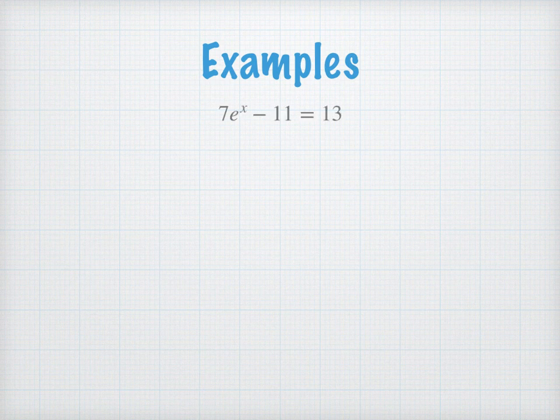Let's look at an example. Our first example here, we have 7e to the x minus 11 equals 13. So the first thing we want to do is we want to try to move things around so we only have one term on each side. And ideally, we'll have just our exponential or just a logarithm on each side before we start to use all of our special tricks and rules that we know from our logarithms and exponentials.